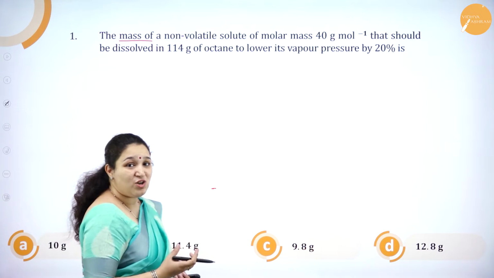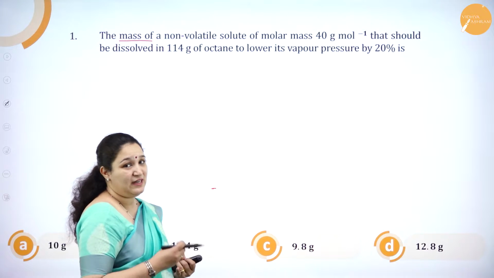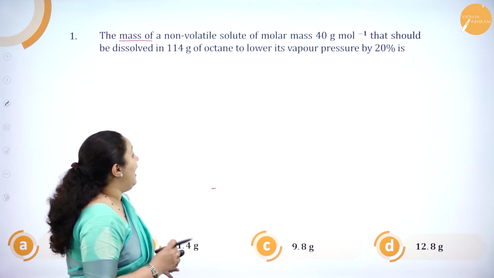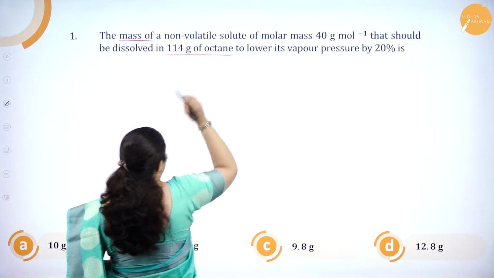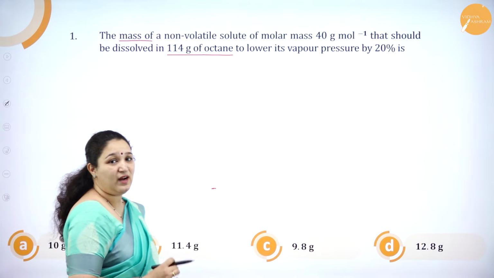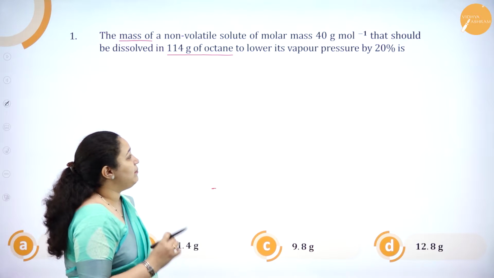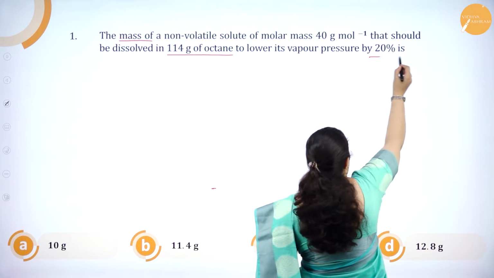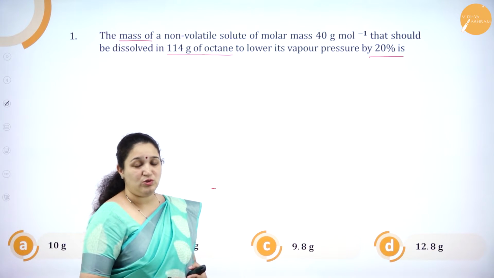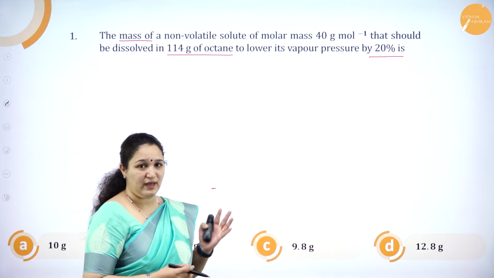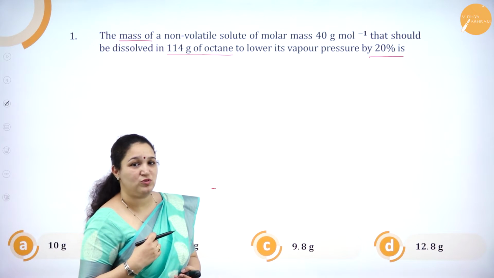ಏನು mass of non-volatile solute ನಾವು ಕಂಡುಹಿಡಿಬೇಕು. Molar mass is given, that is 40 grams per mole, and it is dissolved in octane. So solvent is octane, 114 grams of solvent octane to lower its vapor pressure by 20%. So what is the mass of a non-volatile solute which has to be added to octane to lower the vapor pressure by how much percent? 20% we are supposed to find out.